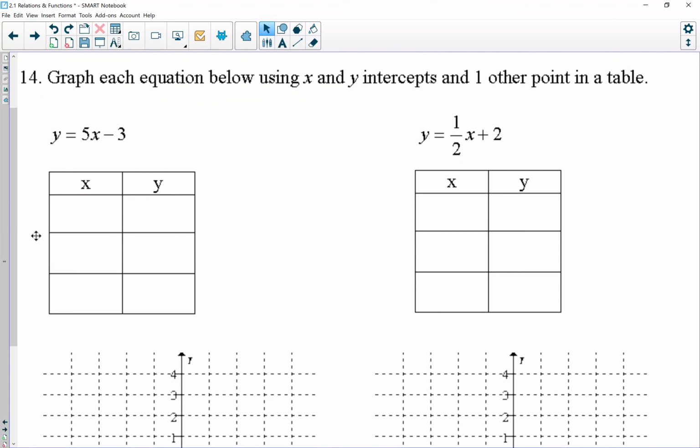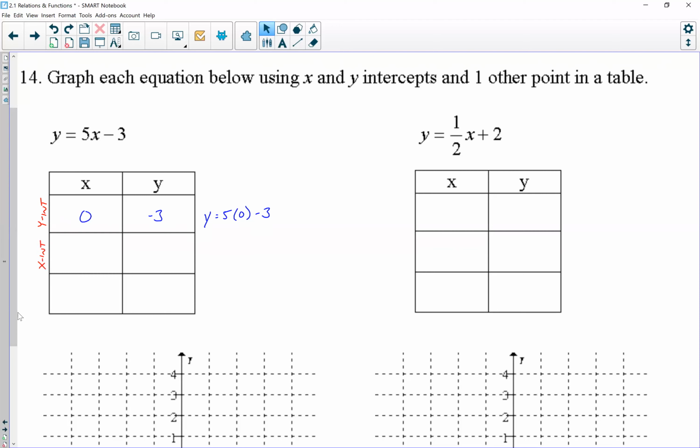So let's say I want to do the y-intercept first. If I'm going to find the y-intercept first, that means I need to plug 0 in for x. So I'd take 5 times 0 minus 3 to figure out my y value. Just simplifying this, we would find that we'd have a y value of -3. So the point (0, -3) is our y-intercept.